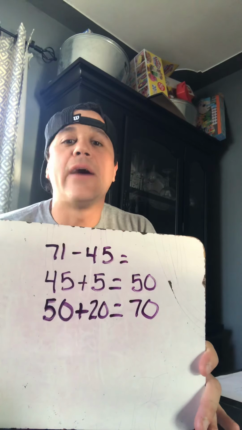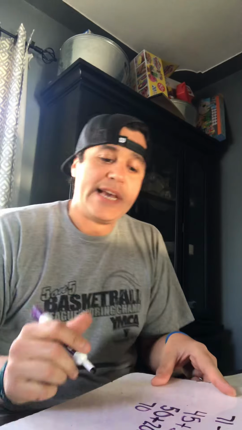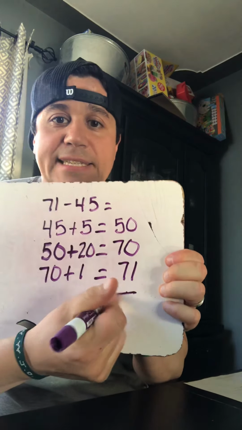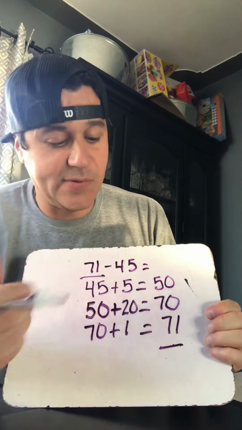I'm not going to add 21. I'm going to add 20 for now. Because I know that 50 plus 20 is 70. Now, I'm going to take that 70 and I'm going to add that 1. And I know that equals 71. So you notice that 71 and that 71.